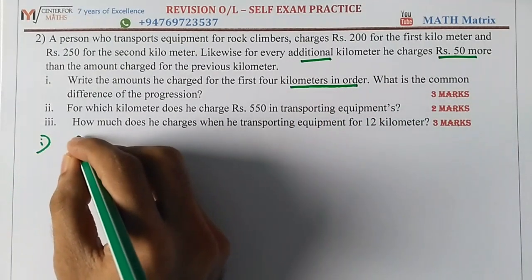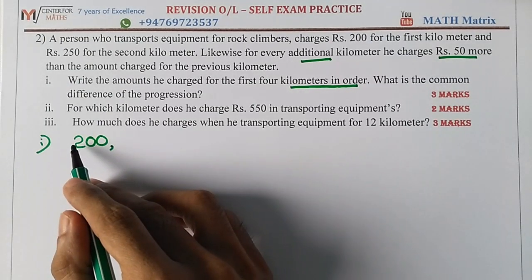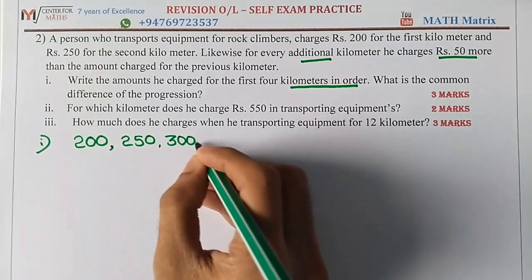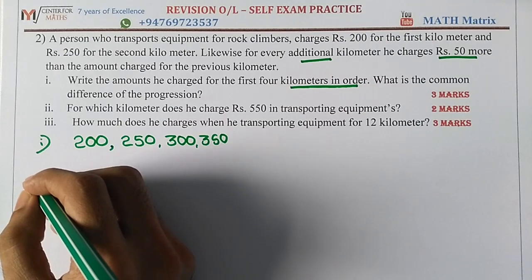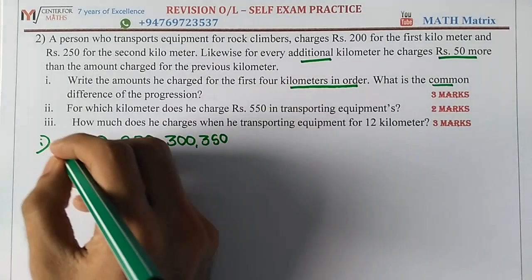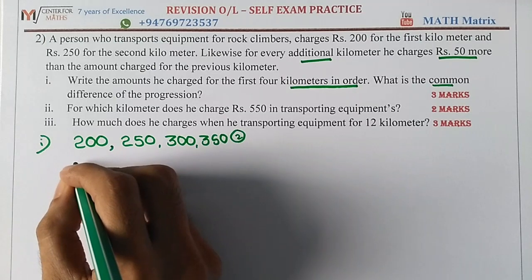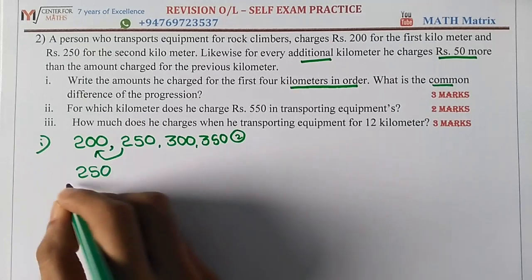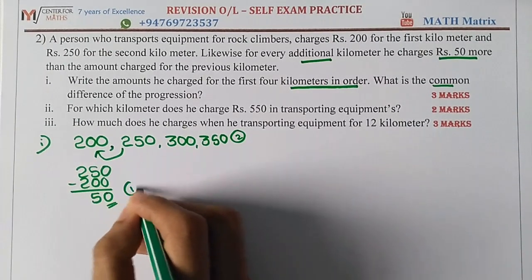Okay, right. For the first kilometer he charged 200 rupees. It's not compulsory to mention the unit here, right? And for the second 250, the third 300, and for the last 350, right? What is the common difference of the progression? Now they're asking us to find the common difference. If you have written this, you can give 2 marks. To find the common difference, we have to subtract these two. 250 minus 200, just 50. 1 mark for that.